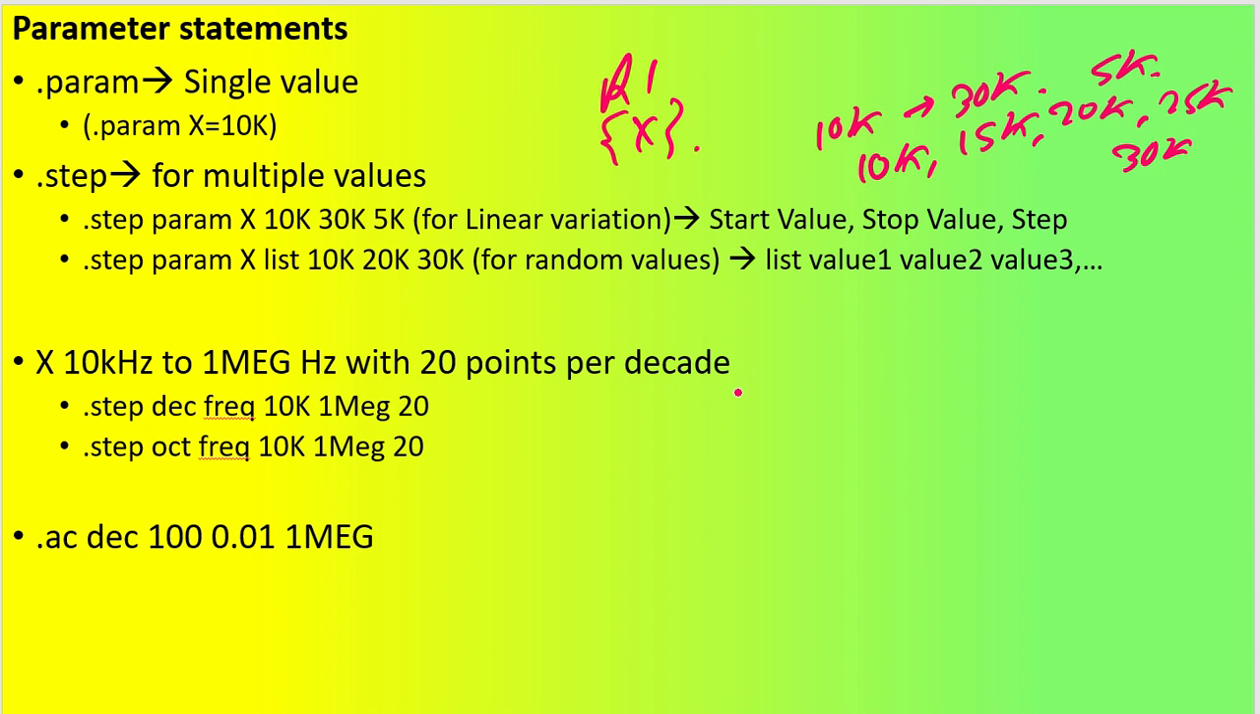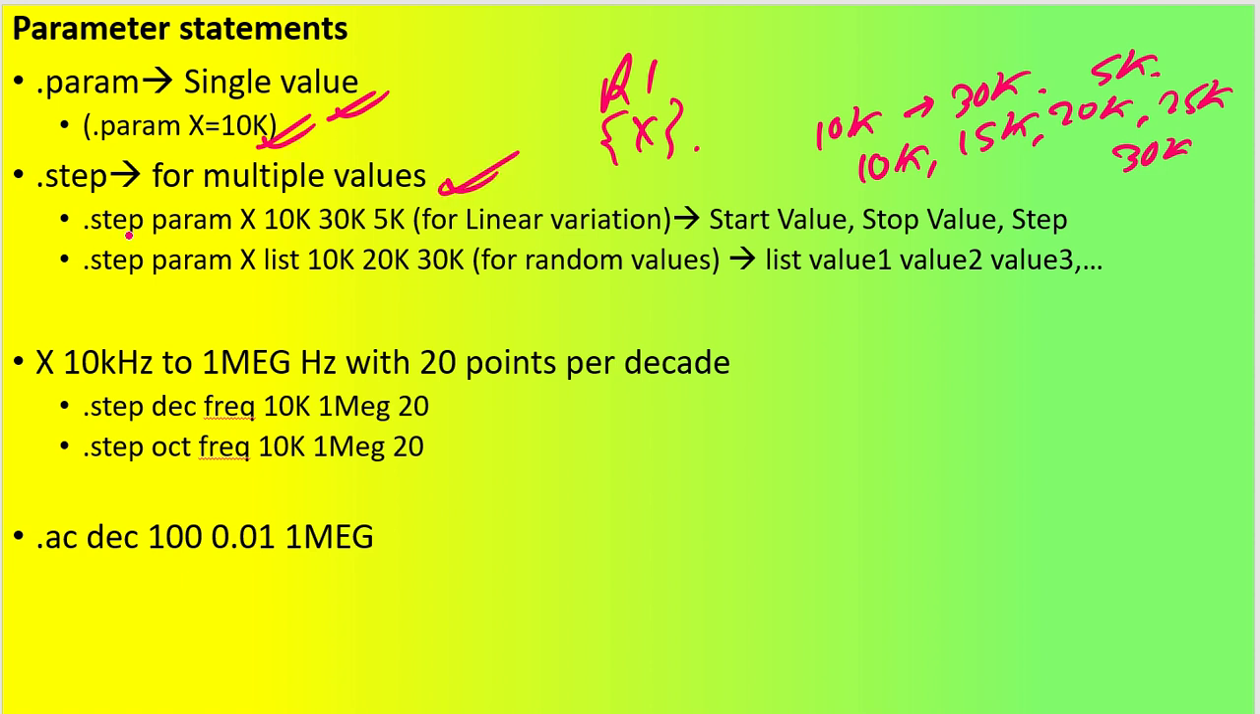As we have already seen, suppose we want to give a single value to a variable. Let us say R1 has the value of a variable X. If you want a single value for that, we will put a SPICE directive as .param X equal to 10 kilo ohm, or otherwise 20 kilo ohm, 30 kilo ohm, or 10 ohm, whatever the value you want, you can put in the particular value for a single value.